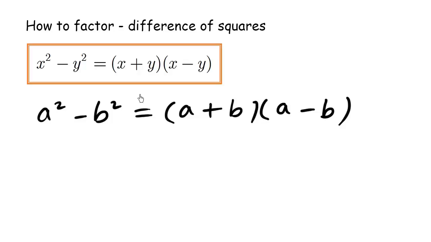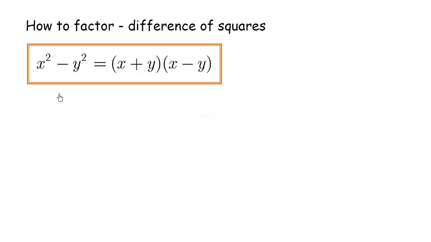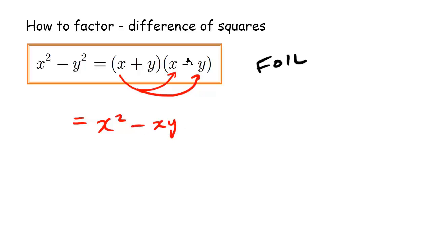Now we can actually prove this formula and verify it. Why does this formula work? Let's use FOIL. When you multiply the first, the letter F here, we get x squared. When you multiply the outside, x times y, x times negative y becomes negative xy.